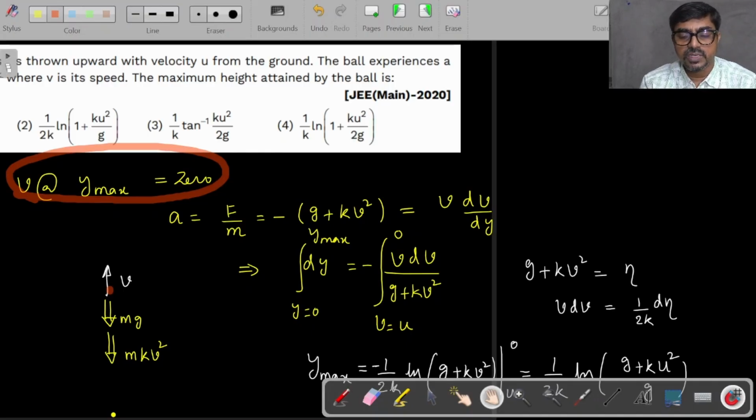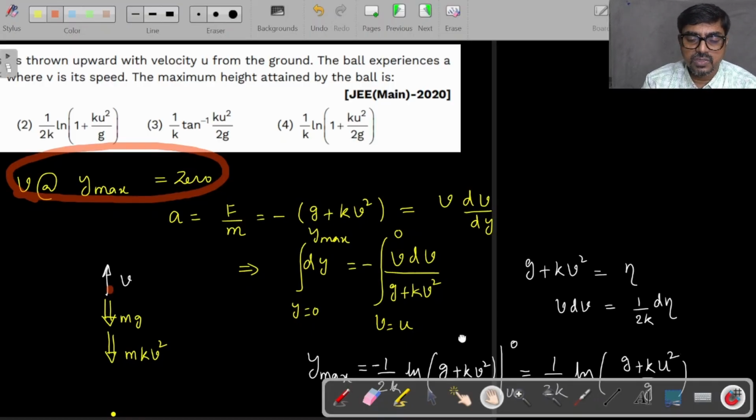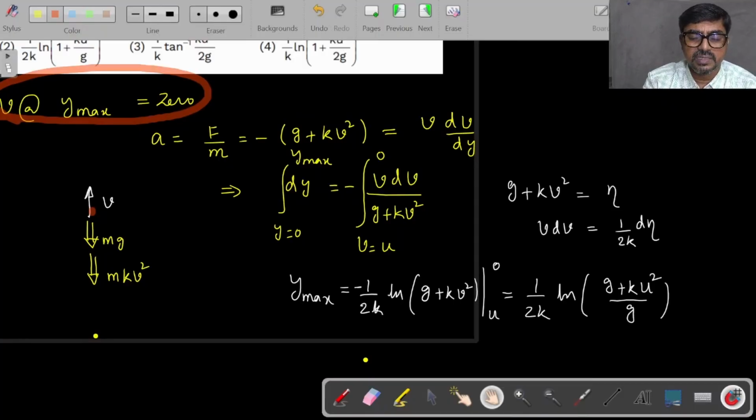So kinematic equations are valid only when acceleration is constant. Now this right hand side integration is very simple. You see that you have v dv in the numerator and g plus kv square. Just take g plus kv square as some other variable, differentiate it. You will get v dv, that is present there on the top.